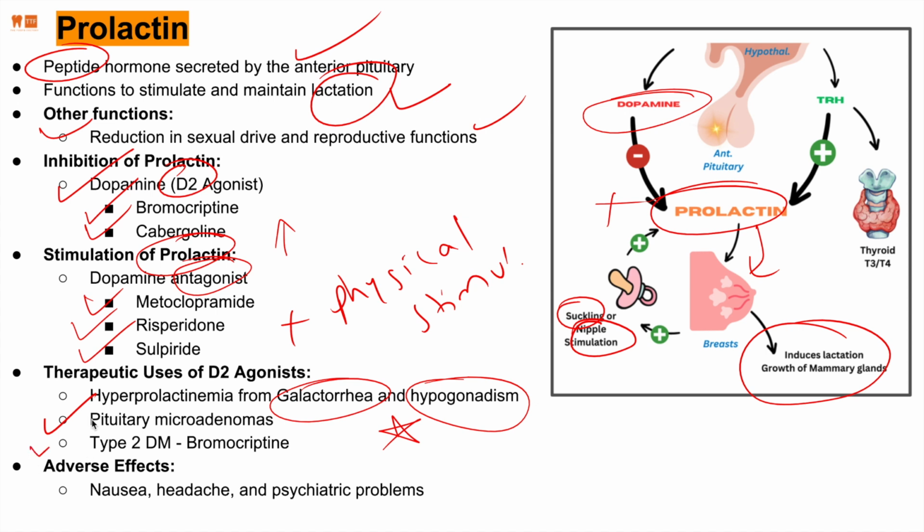Type 2 diabetes mellitus, bromocriptine can be used as well. Adverse effects: nausea, headache, and psychiatric problems.